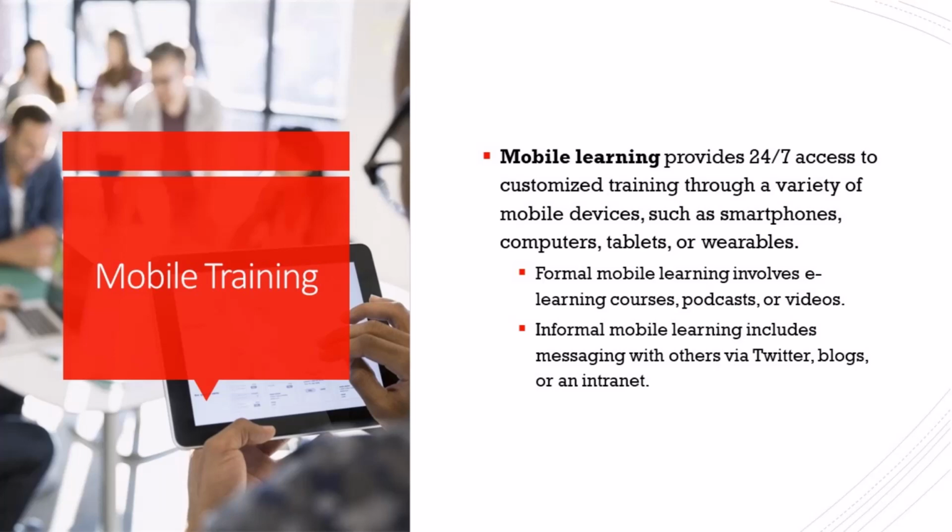Formal learning occurs through e-learning courses, podcasts, videos. Informal learning occurs through communication with other people via email, social media, the company's intranet, or some other online medium. Some companies even have entire apps designed just for mobile learning.